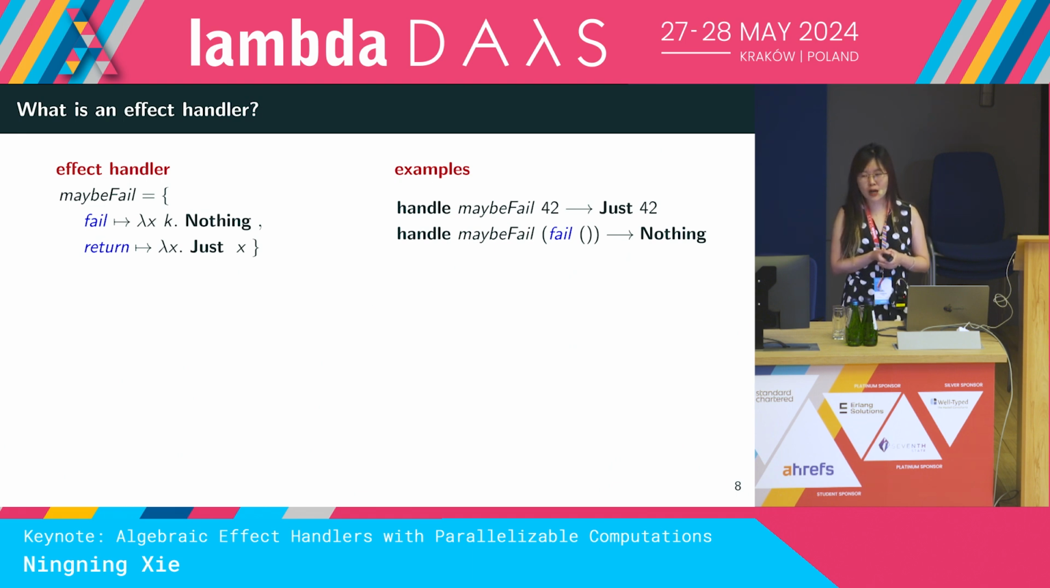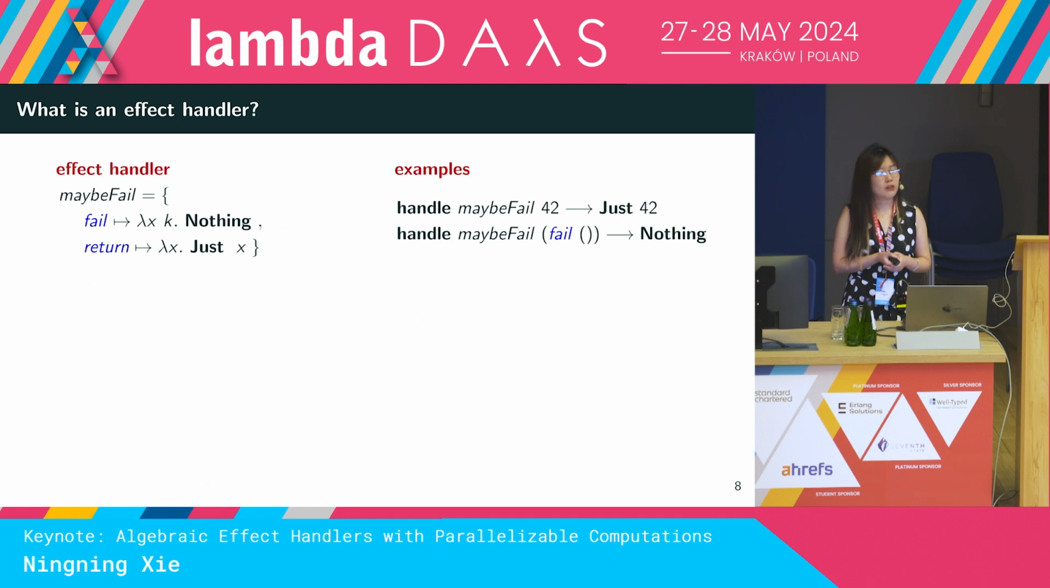And it also comes with a return clause that is applied when the computation does not perform an effect and just returns normally. In this case, maybe fail will, roughly speaking, turn the result type of this computation into a maybe data type. So if fail is performed in a program, then this fail operation clause is applied.